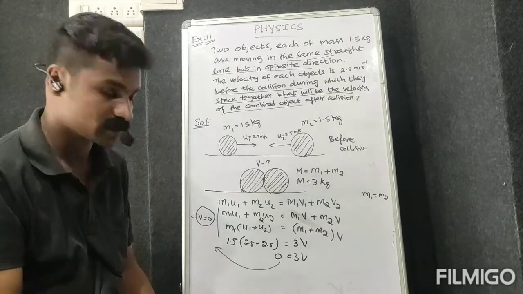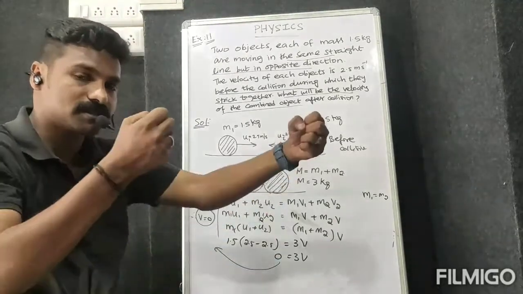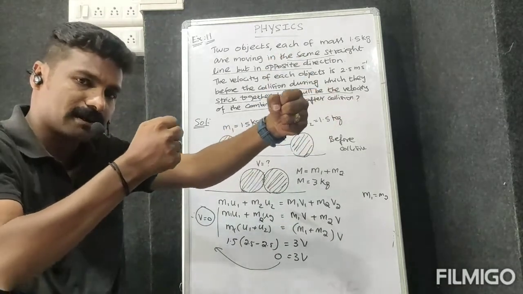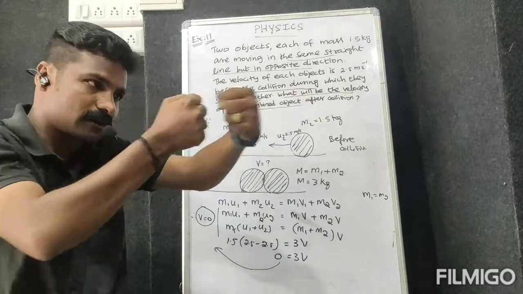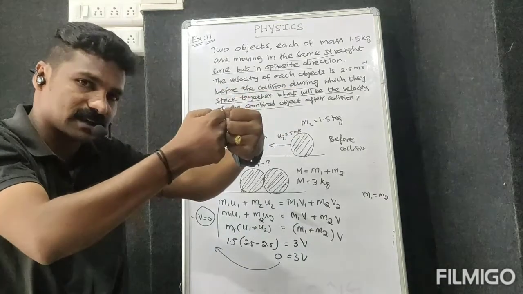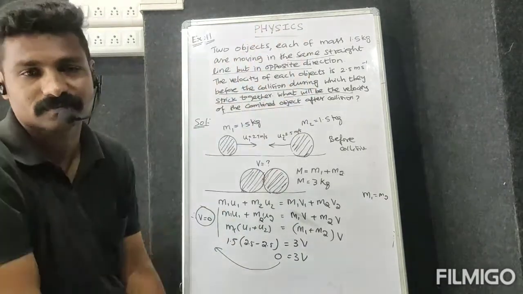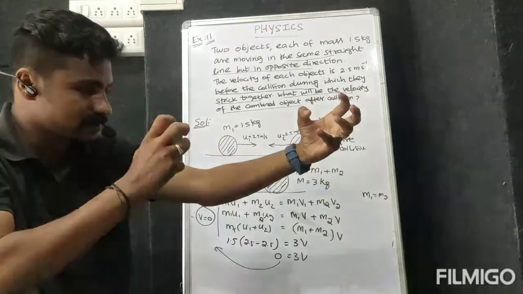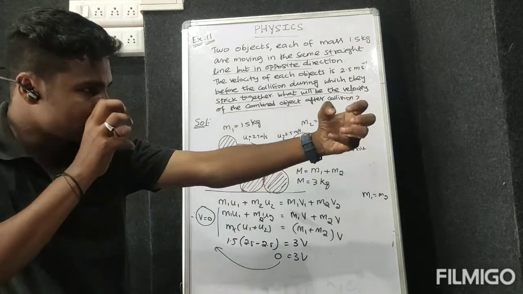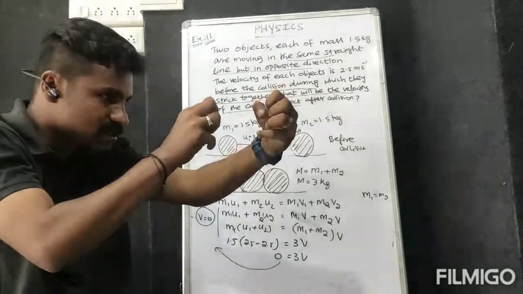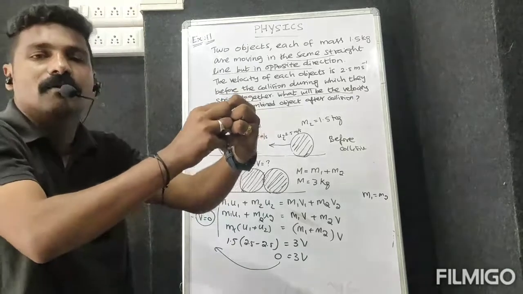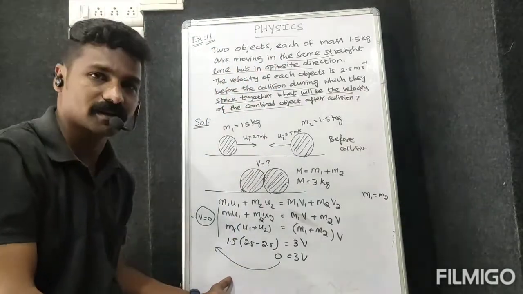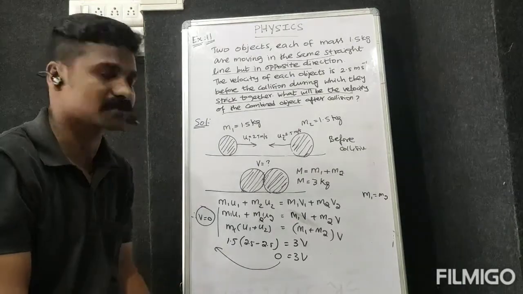So that means if two objects with the same mass and the same velocity are traveling in opposite directions, after joining together, the final velocity is 0. That is the answer to the question. Both have the same mass and the same speed, but travel in opposite directions, and after they join together, the final velocity is 0. We have solved this question. I hope you understand this question. Thank you.